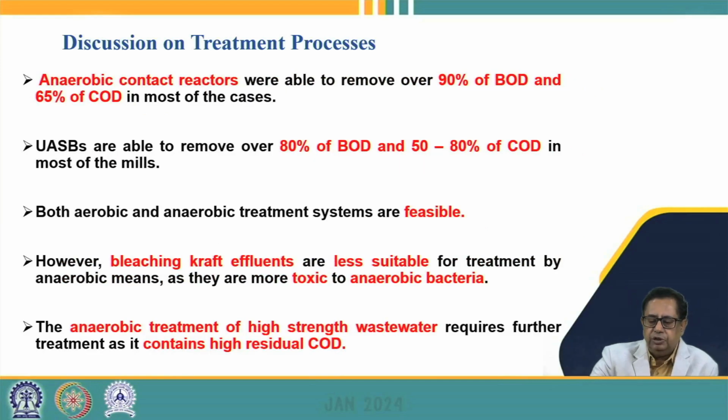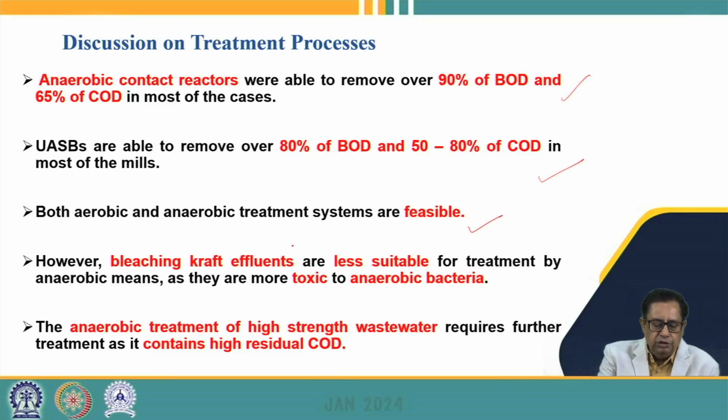Anaerobic contact filters are also found to remove the BOD and COD, and nearly 90% of the BOD can be removed, and 65% of the COD can be removed in most of the cases. And UASB can also be used for the removal of the BOD, and nearly 80% of the BOD and nearly 50 to 80% of COD can be removed by using the upflow anaerobic sludge blankets. And so we can see that both anaerobic as well as aerobic systems are feasible for the treatment of the pulp and paper wastewater.